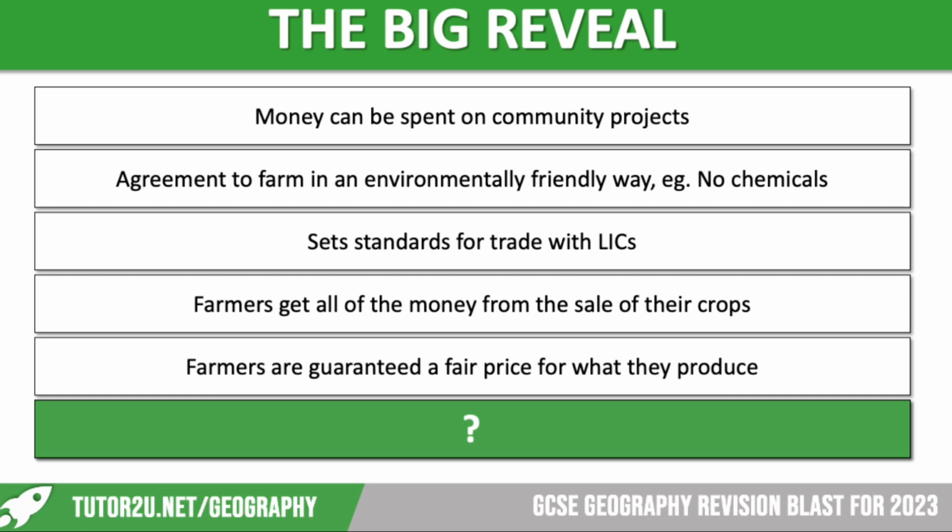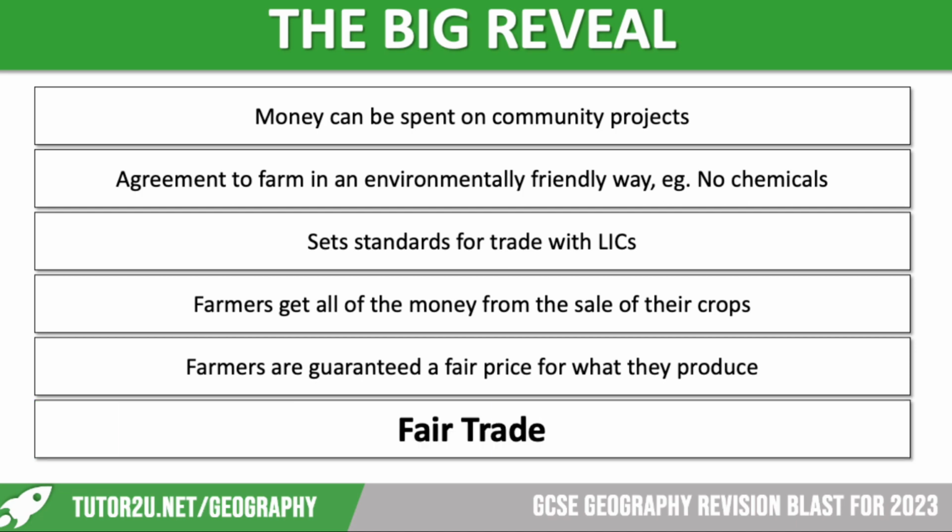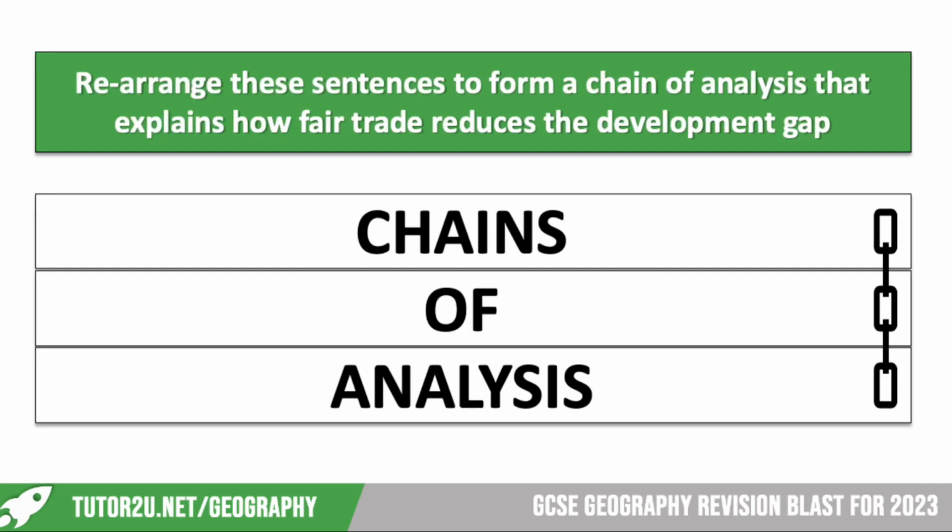Now, have we worked out what these clues lead to? If you haven't yet, maybe pause the video because we are about to reveal. Hopefully you've worked out that they are talking about fair trade. So well done. This is a strategy for reducing the development gap. Now, this leads nicely into our next activity.